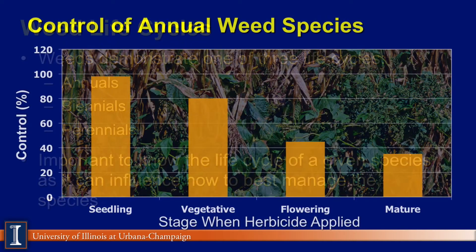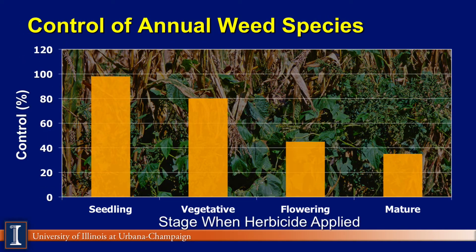If we look at the control of annual weed species with herbicides, this graph simply illustrates a relative comparison of the various growth stages when the herbicide was applied and how effective the herbicide treatment was at controlling the annual weeds. Generally speaking, the smaller the weed, the earlier in the life cycle that a herbicide is applied, the greater the level of control that we will achieve. And as the plants go from the seedling stage to the vegetative stage, to the flowering stage, and certainly finally at plant maturity, the level of control consistently goes down.